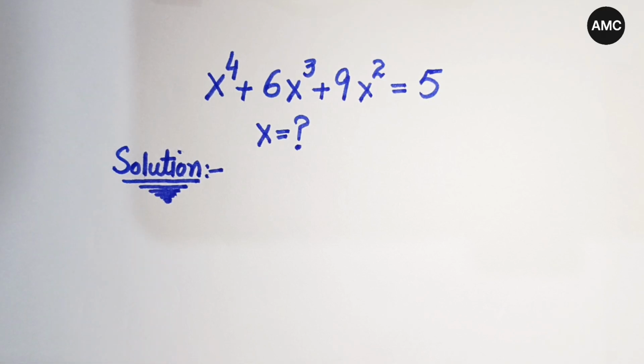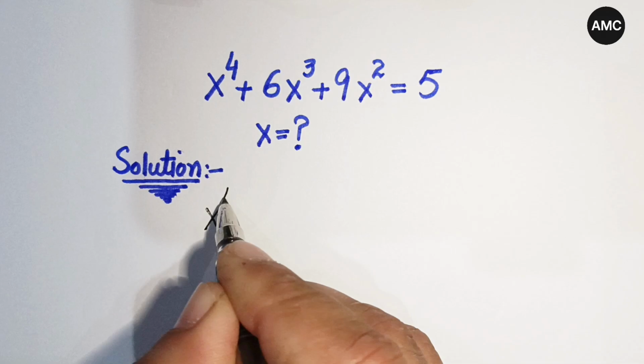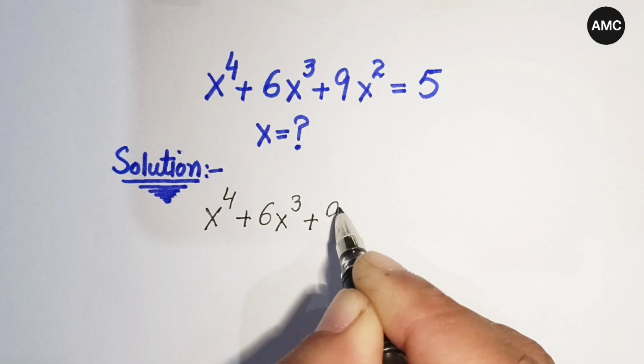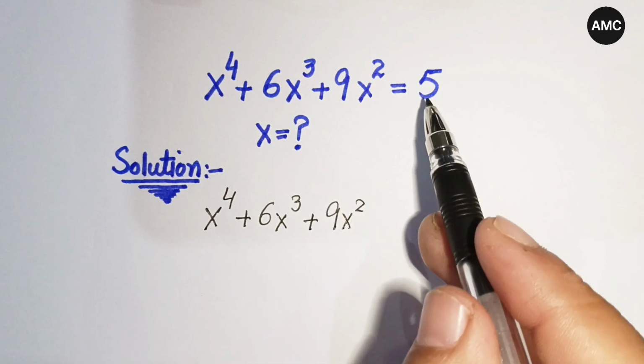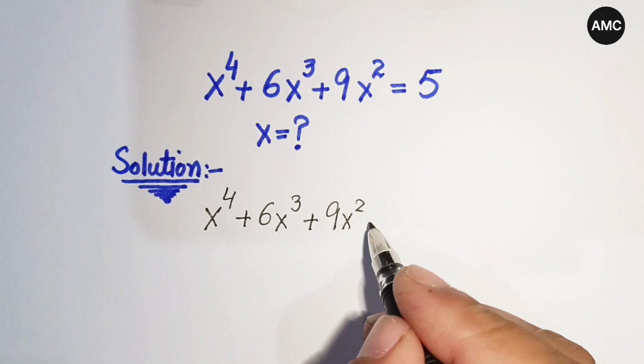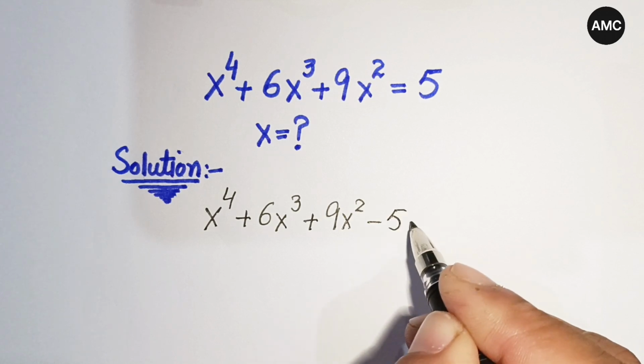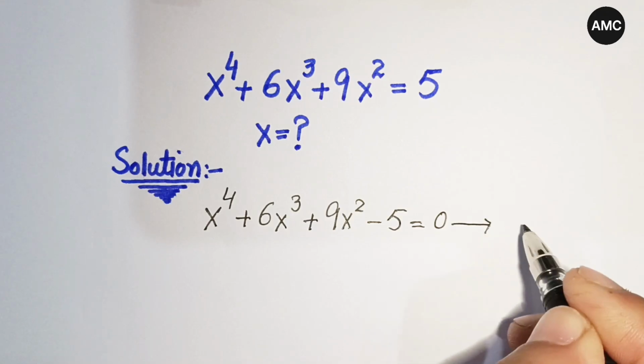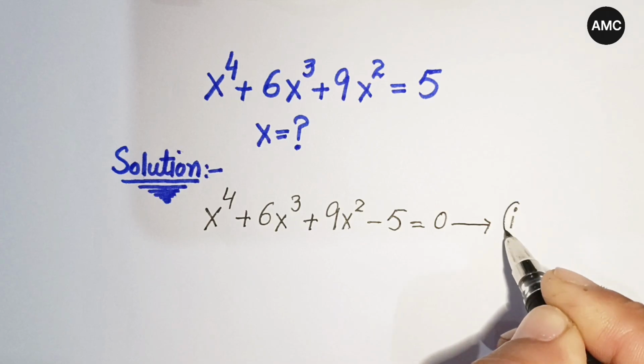Today our question is x to the power 4 plus 6x cubed plus 9x squared is equal to 5. Here we have to find all possible values of x. Let's start our solution. Our problem is x to the power 4 plus 6x cubed plus 9x squared. If we shift this plus 5 to our left hand side, it will be minus 5 is equal to 0. Let's say it is our equation 1.